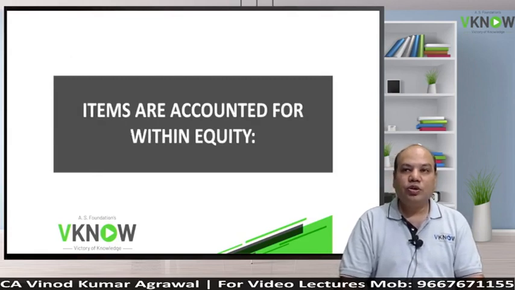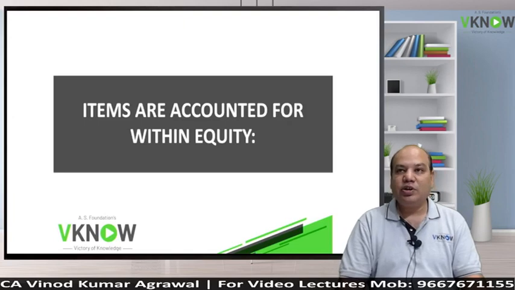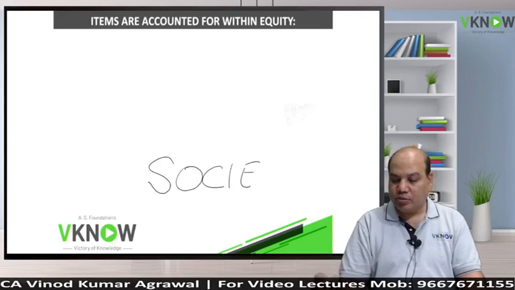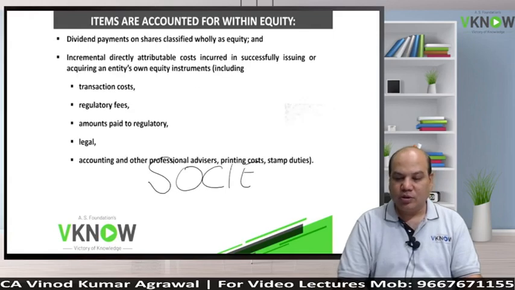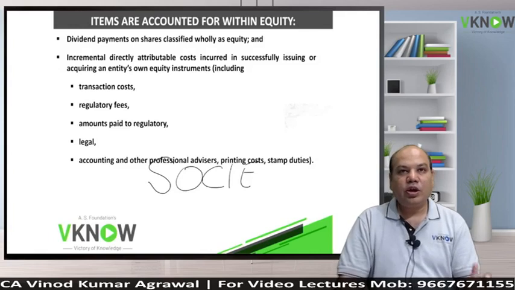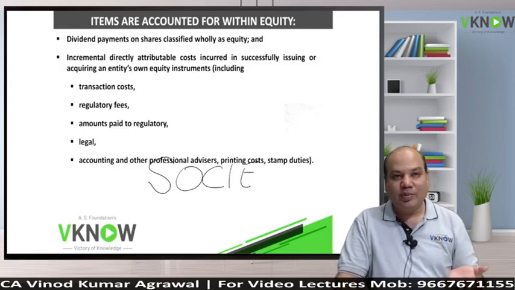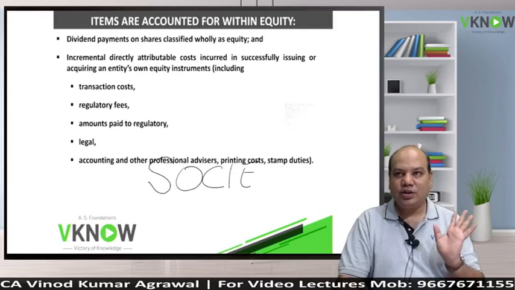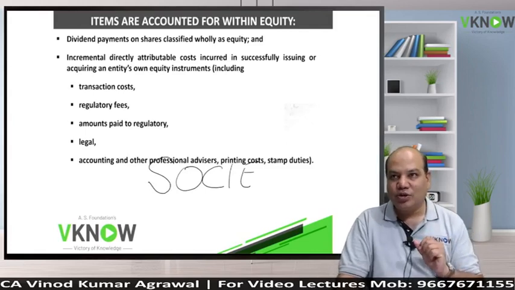Another issue is which items will be accounted directly within equity. Directly within equity means not through the P&L account, but you will present it in the SOCIE, where you will put it in the respective column as a plus or minus. Like dividend payment on an instrument which is classified as equity, you will not write it in the P&L account. I am talking about dividend payment. Dividend income will come in the P&L account. Dividend payment on an equity instrument, you will show it as a deduction from retained earnings in the SOCIE, correct?